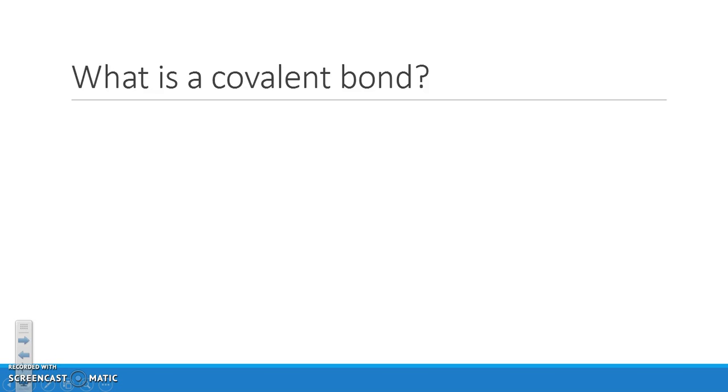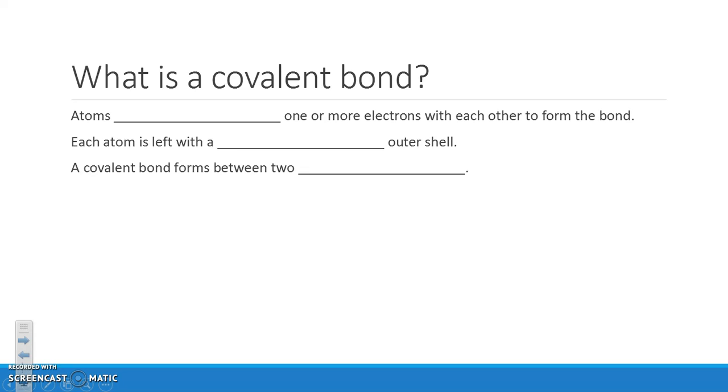A molecular compound is a covalent bond. Oh, what in the world is that, Ms. Ruark? Well, a covalent bond is what happens when atoms share one or more electrons with each other to form the bond. Now, we had talked about electronegativity, and that's the pull on shared electrons. Here in a covalent bond, that's where that sharing comes in. When they share electrons, each atom is going to be left with a full or complete outer shell, which makes them happy. A covalent bond is going to be formed between two non-metals.